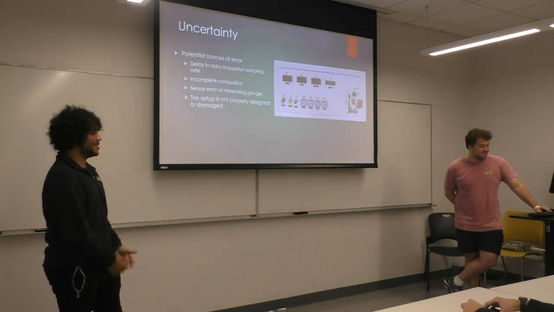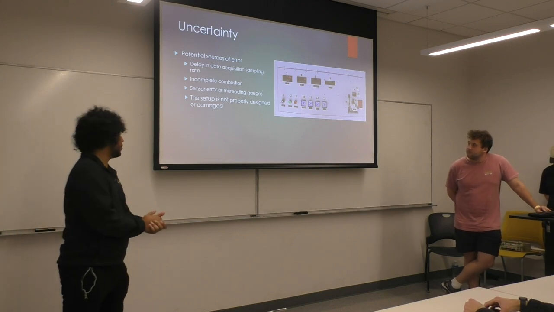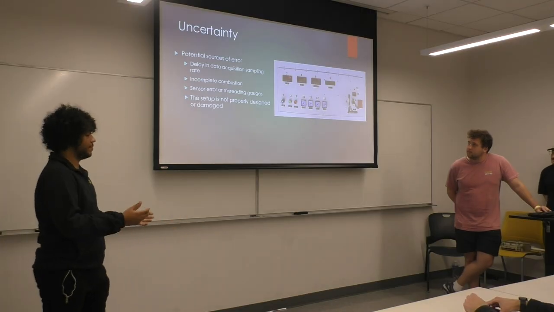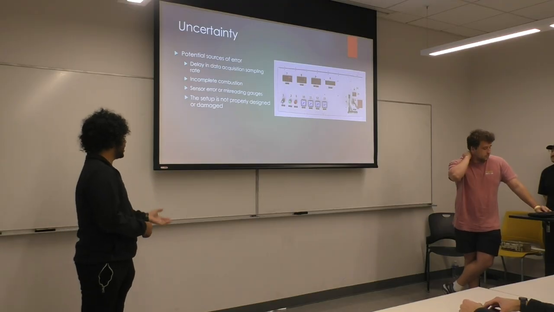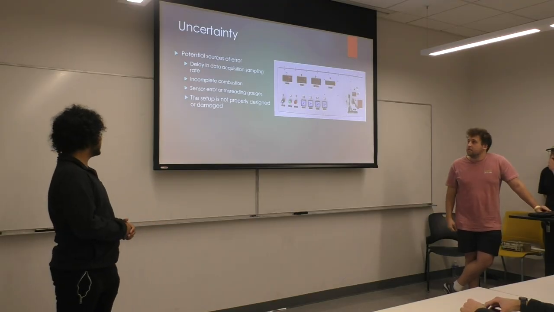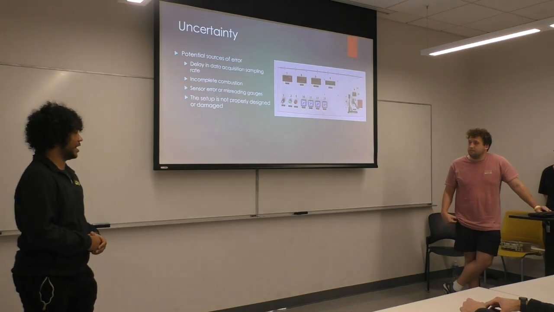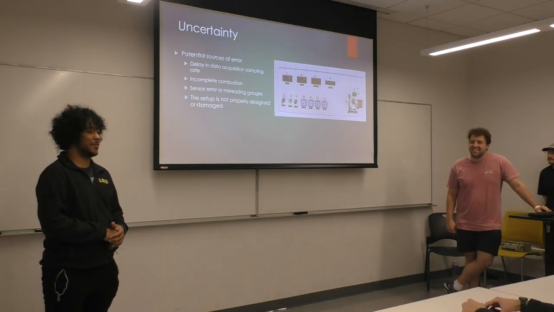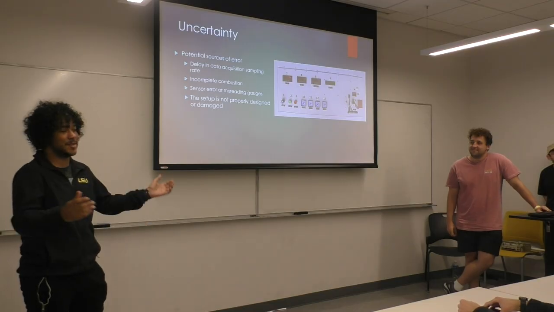So, the uncertainties, the potential sources of error come in delay in data acquisition sampling, incomplete combustion, which is what I said could have possibly caused that fuel and temperature pressure error, sensor error or misreading gauges, another reason for the spikes, and setup is not properly designed or damaged. Richard told us a lot of things about that. He wasn't happy with the amount that the school spent for pretty not worth it equipment, so it could have just been the machine.